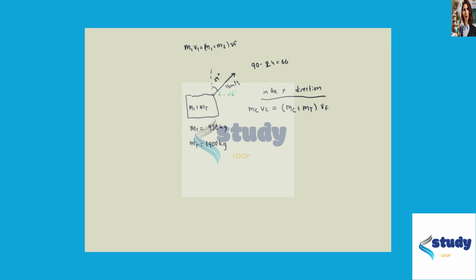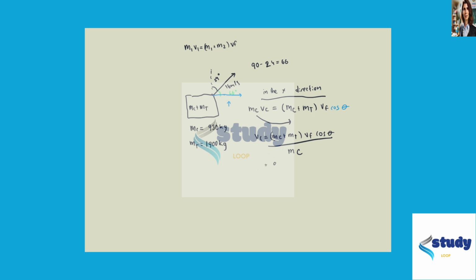Now we need to find the x component. In order to find the x component, that means we need to find this right here. And in order to find that, we just need to do the cosine of the angle. To isolate the initial velocity, all we need to do is divide everything by the mass of the car. So let's rewrite the equation: MC plus MT, and then velocity final cosine theta, all divided by the mass of the car. And then from there, we can just plug in our numbers.